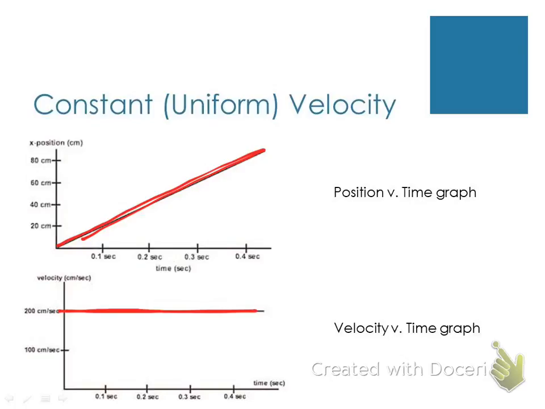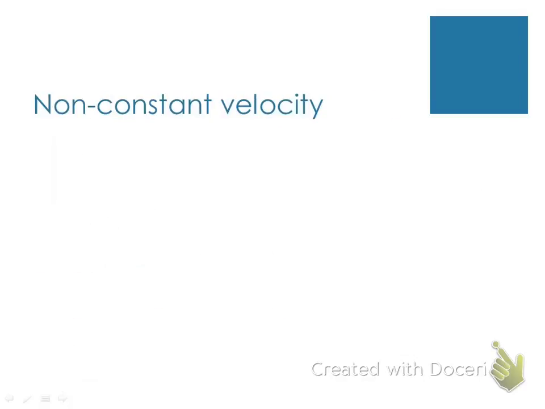So we're going to dive into these bottom types, these velocity versus time graphs, next. But we need to understand that right now these two graphs represent the same motion. If we were to calculate the slope of this top position versus time graph, we would see that it's moving at 200 centimeters per second, which is what this line is showing us. So let's dive into velocity versus time graphs a little bit more.